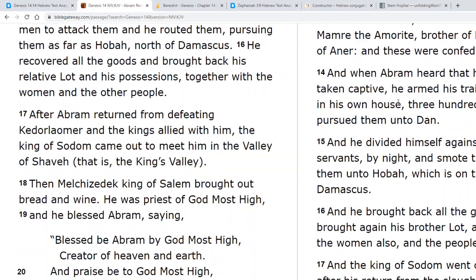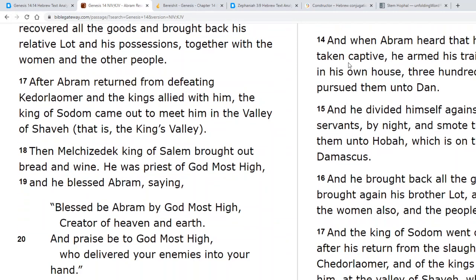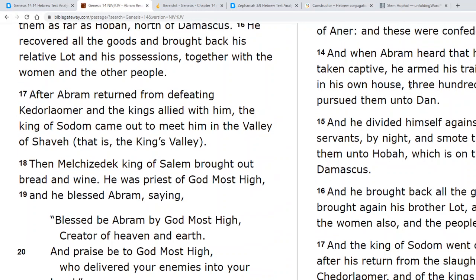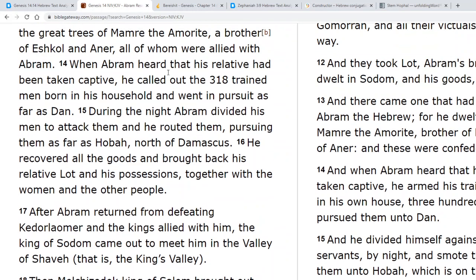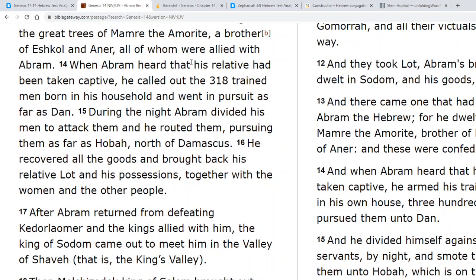Verse 14. And when Abram heard that his brother was taken captive, he armed his trained servants, born in his own house, 318, and pursued them unto Dan. Okay? Let's see here, verse 14. When Abram heard that his relative, I agree with that. Very literally, it's saying brother, but that his relative had been taken captive, he called out.